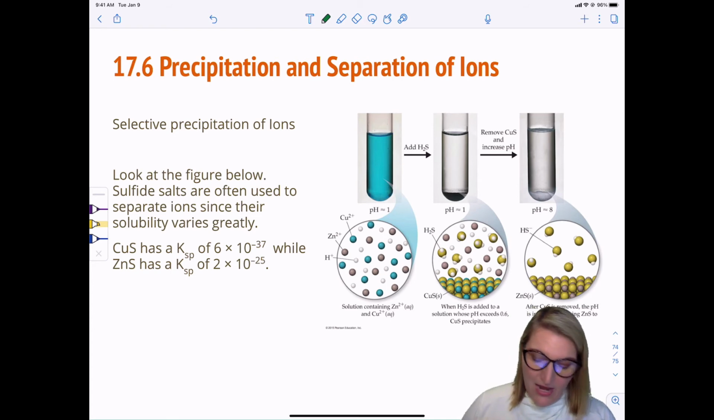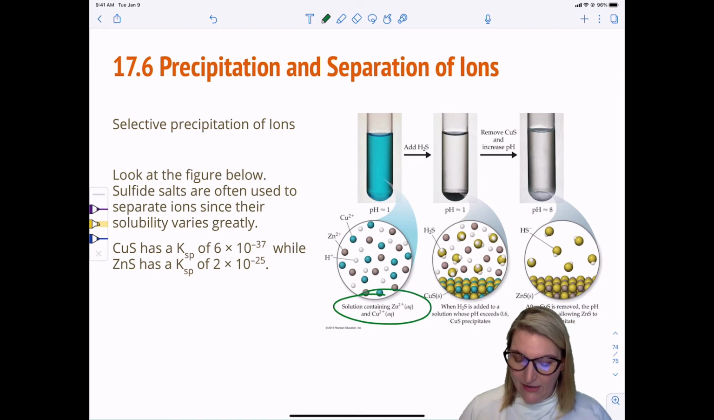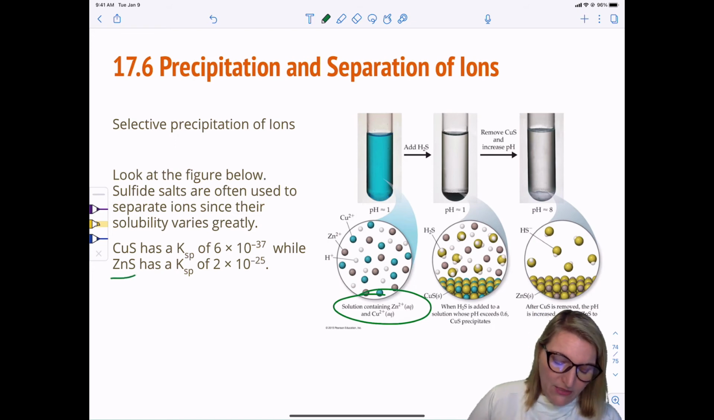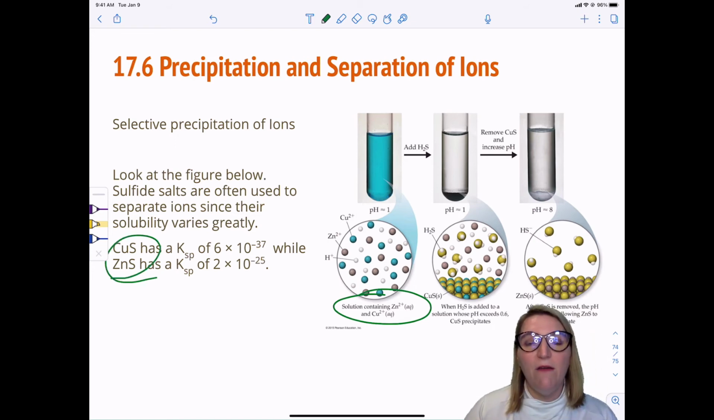So this would be a scenario where I have a solution that has zinc and copper. Let's say, I think bronze is a mixture of zinc and copper. Or brass, I think that we did earlier, was a mixture of zinc and copper. So how could I actually separate out the two? Well, I have to think of a property that is different between zinc and copper, and they have a lot of very similar properties. But one property that is very different is the KSP of their sulfide ionic compounds.